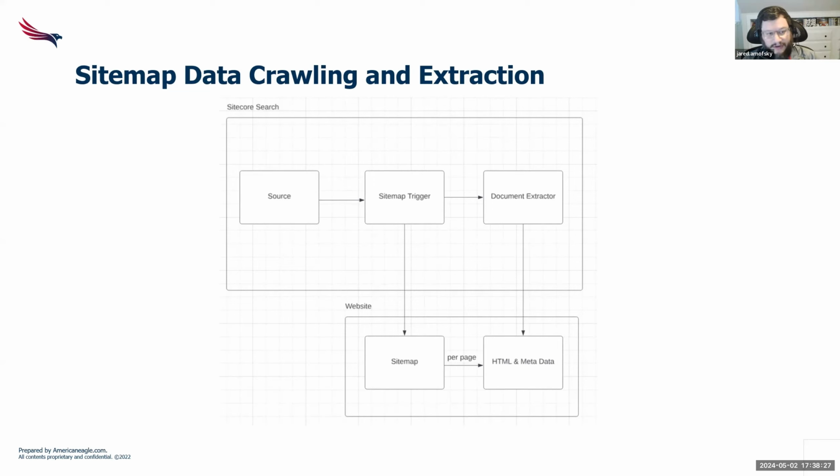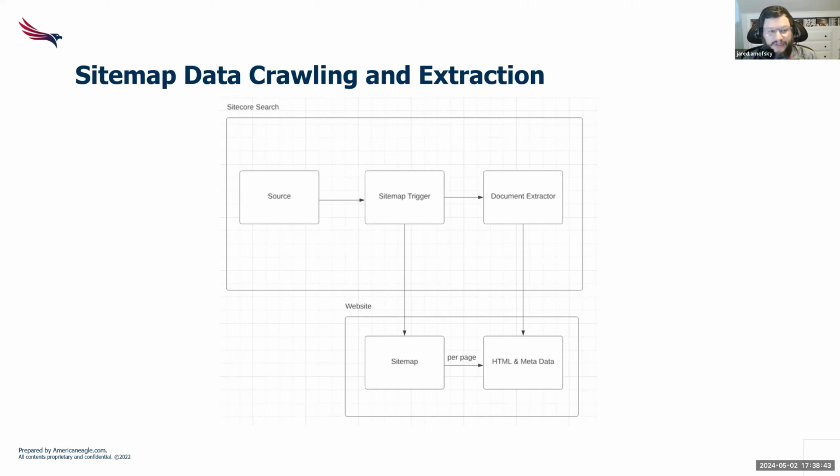So we have a source. Our source could be anything. Our source could be one of your sites, a JSON data feed, or an API. It's just a collection of your data. So for the sake of this argument, let's call it website one.